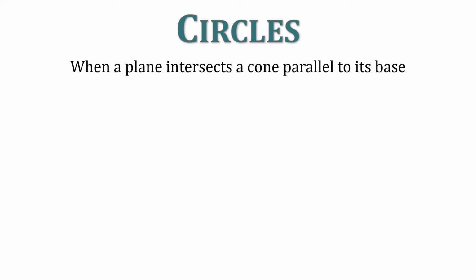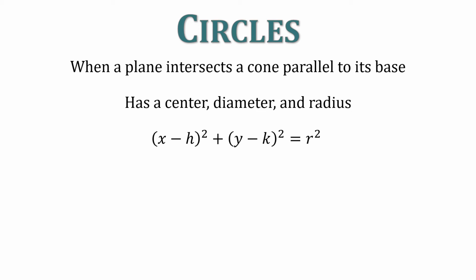So on the previous slide, we saw that the plane was parallel to the base of the cone. Anytime that happens, it's a circle. Circles have a center, a diameter, and a radius, and the equation is in standard form. This is the standard form of the equation: (x minus h) squared plus (y minus k) squared equals r squared.